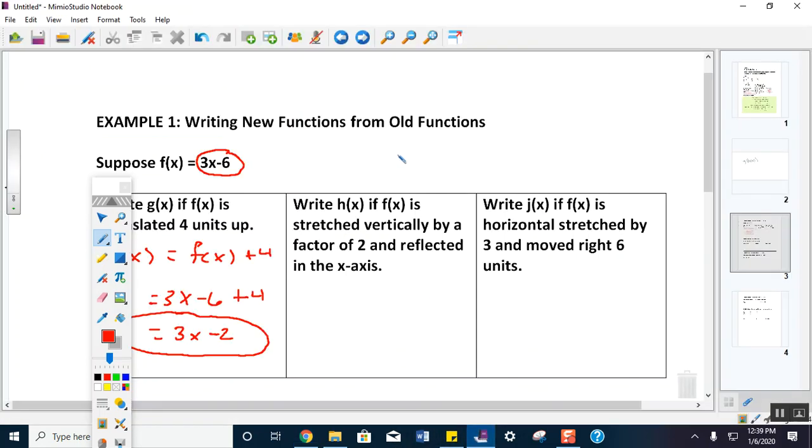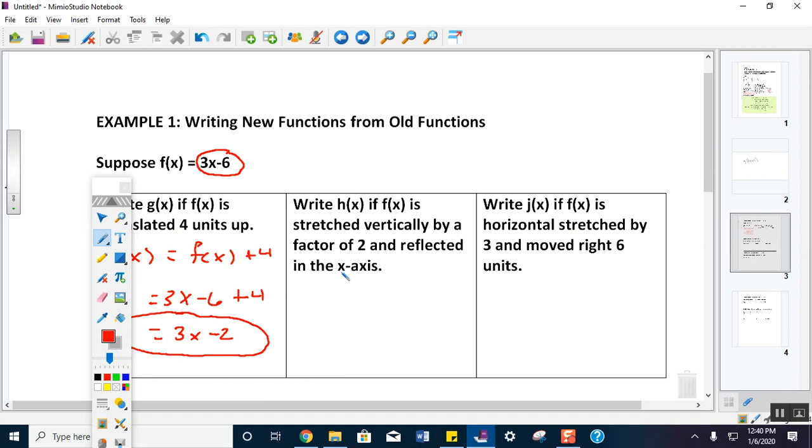So let's practice a couple more. It says write h of x if what? Guys, take a look at your vertical stretch rules. Am I just multiplying x by 2? Am I replacing the x with 2x? Or am I multiplying everything? What's it say to do?